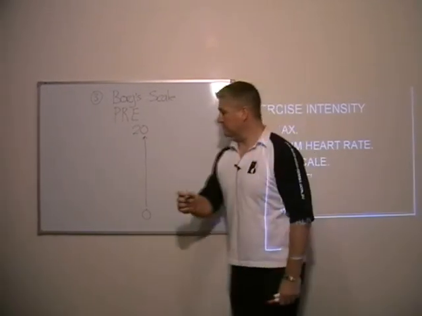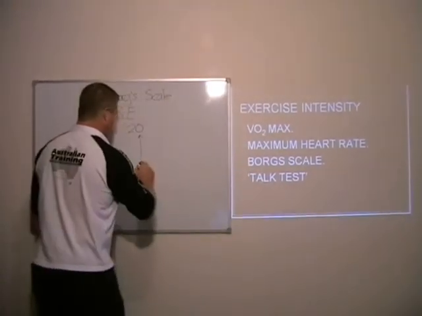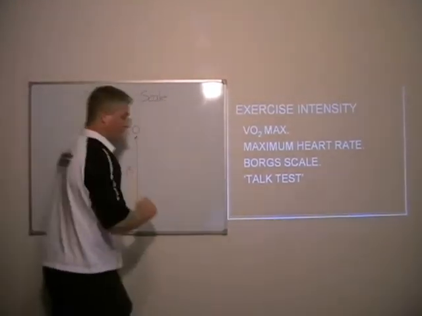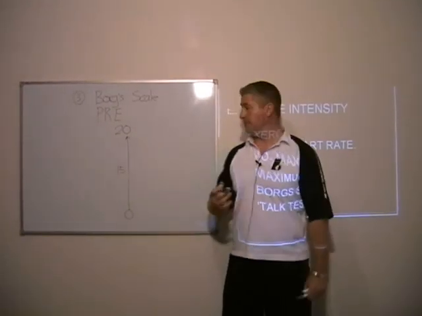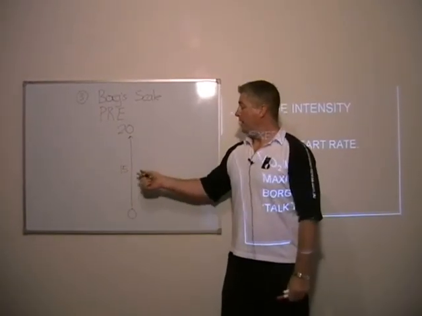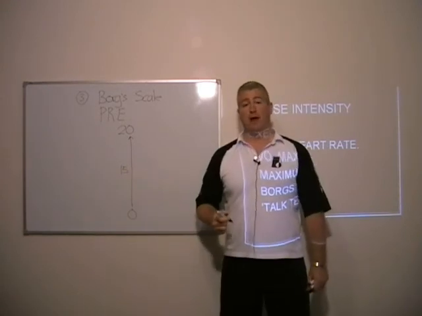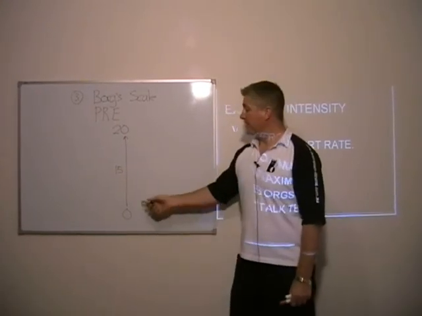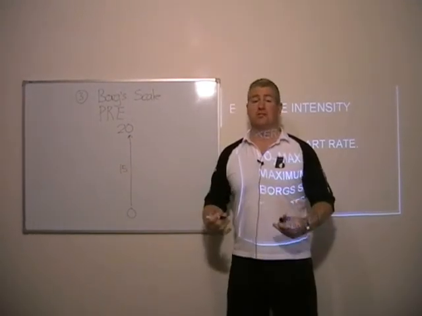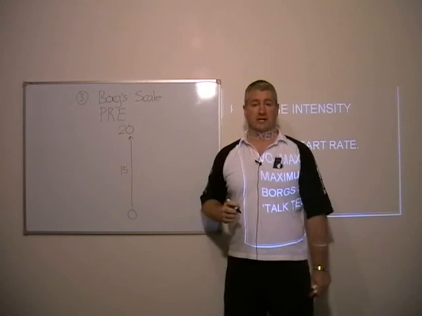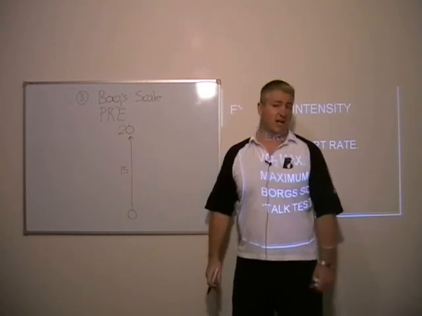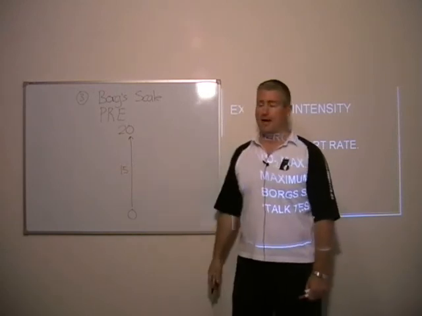Now, if your clients give you a score of 15, that correlates to 75% of maximum intensity. Correlates to 75% of max heart rate, 75% of VO2 max. And it works quite well. Very user friendly. All it requires is honest feedback from your client, and you can monitor exercise intensity very accurately without any equipment, as long as they're aware of this scale.